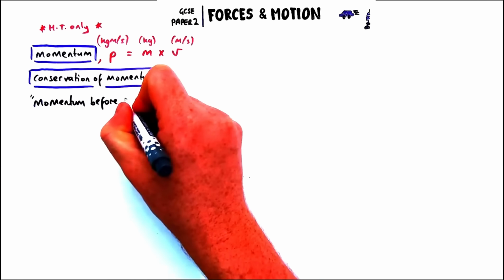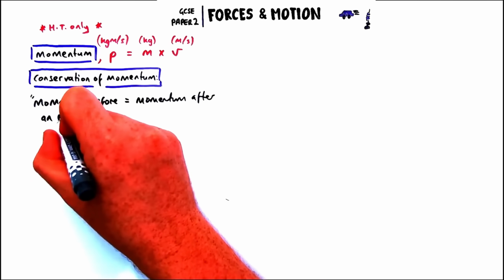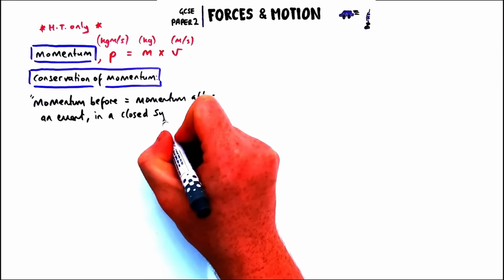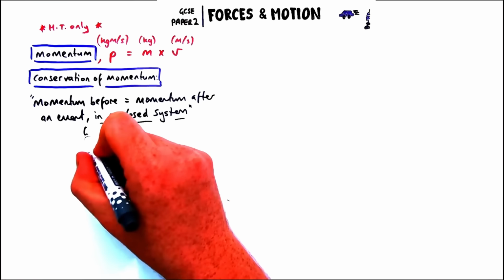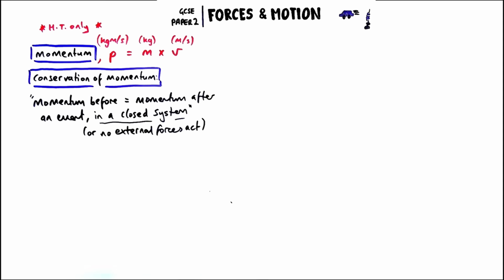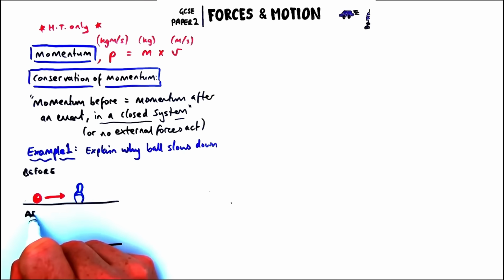Momentum is always conserved in collisions, and we define the conservation of momentum as saying the momentum before equals the momentum after an event or a collision, only in a closed system or if no external forces are acting. Just like with conservation of energy, it's a similar sort of idea. Now, much harder than quoting it is being able to apply it, and it's one of those things I guarantee you'll forget to revise because it's quite a tricky thing.